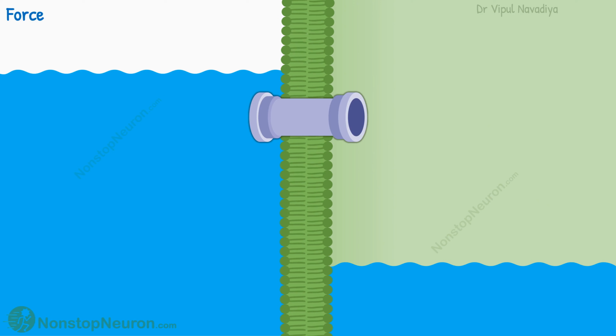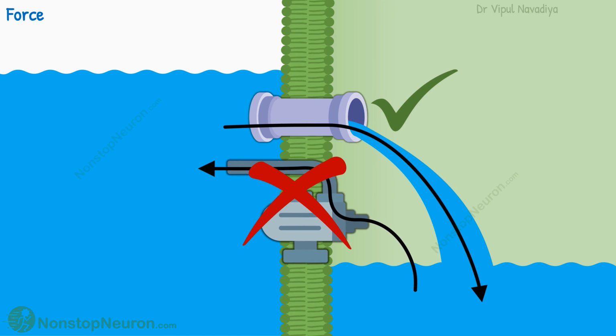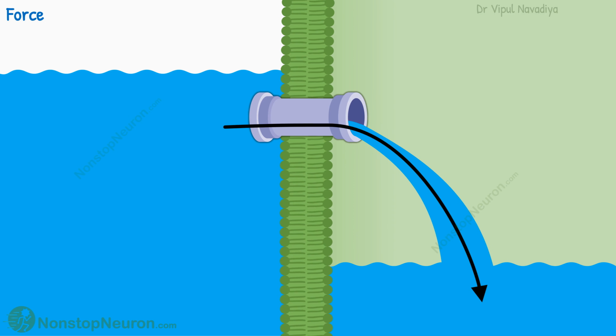Now let's talk about the force that drives the water movement. First of all, the water movement is always passive. To date, no water pump has been found on the membrane that can transport water actively against the osmotic gradient. So water transport across biological membranes is always passive. Okay, but what drives this passive movement? The answer is the concentration gradient.